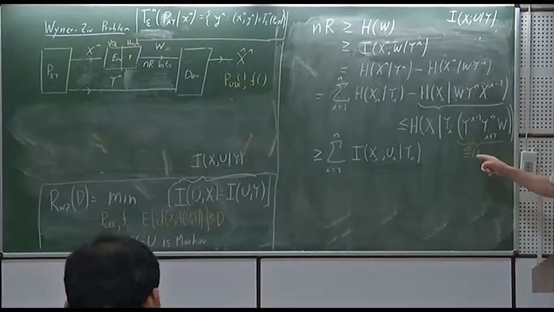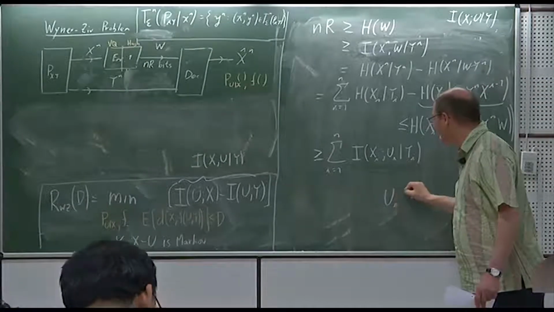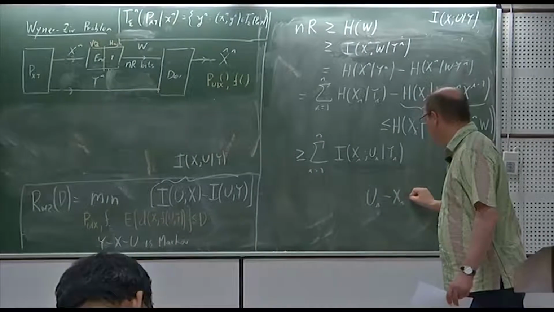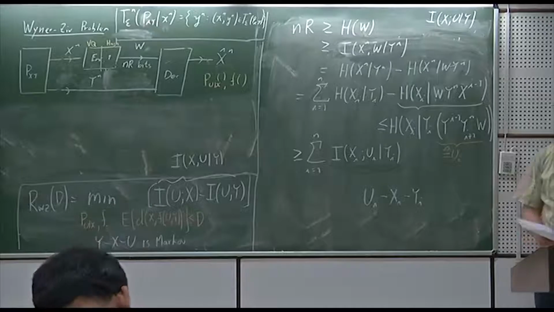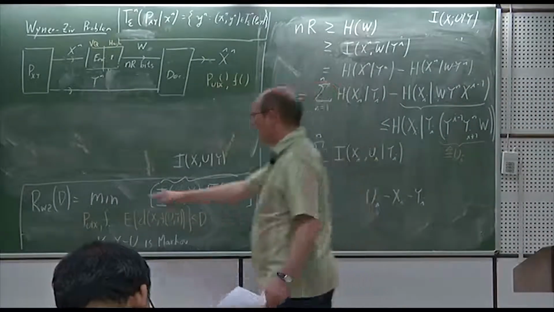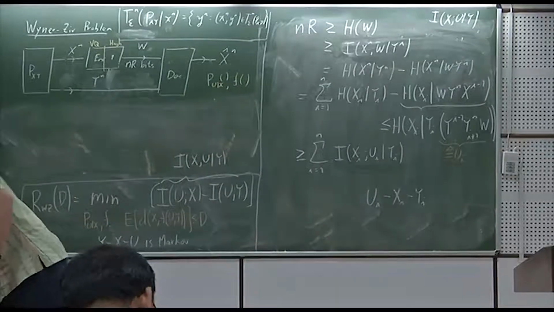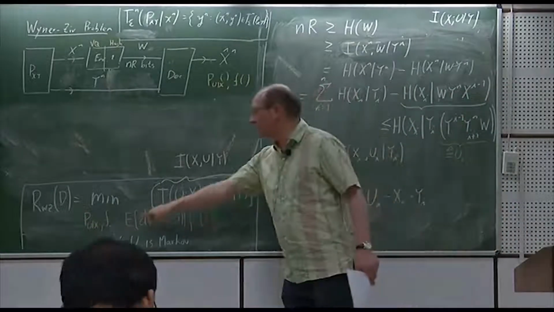So we have to check whether we have that Markov chain here. Do we have the Markov chain here, Ui, Xi, Yi, with this choice of Ui? That's the main question. If we do, then I can upper bound this by the Wyner-Ziv rate distortion function with the corresponding expectations plugged in.